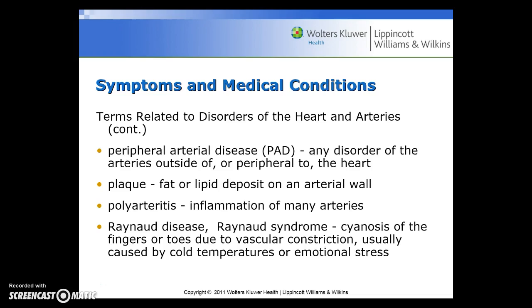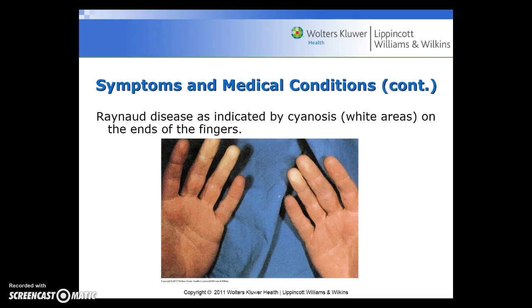Peripheral arterial disease, PAD, is a disorder of the arteries outside of, or peripheral to, the heart. Plaque is the fat or lipid deposit on the arterial wall. Polyarteritis is an inflammation of many arteries. Raynaud's disease or Raynaud syndrome is cyanosis of the fingers or toes due to vascular constriction, and that's usually caused by cold temperatures or emotional stress.